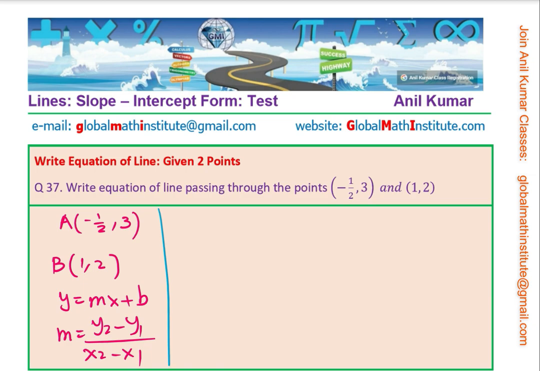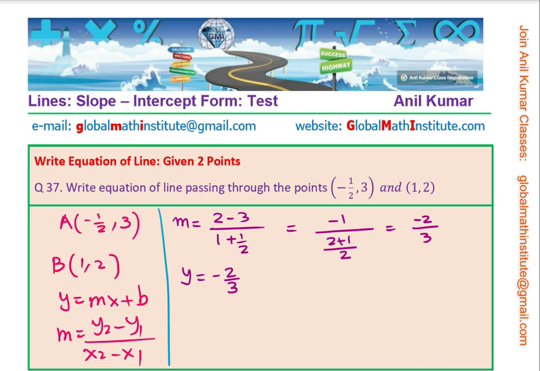Correct? Let's complete it. So m is 2 minus 3, let's say, right? 2 minus 3, change in y value, divided by change in x, 1 minus minus half, we'll make it plus half, right? So which is minus 1 over 1 plus 1 over 2, taking common denominator, so minus 2 over 3, correct? So the equation could be y equals minus 2 over 3 x plus b.